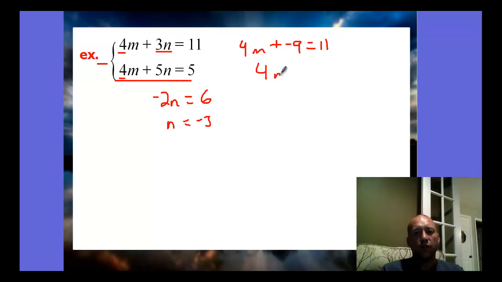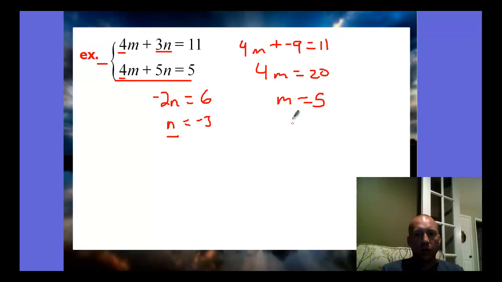So you have 4m minus 4m, we now have 0m. So you can also subtract the equations. If we subtract the n's, we'll have negative 2n. If we subtract the constants, we'll have 6. So we'll find n is negative 3. And then we can plug it back into either equation. So 4m plus a negative 9 equals 11. Notice I multiplied 3 times negative 3 to get negative 9. So 4m is 20, and m is 5.